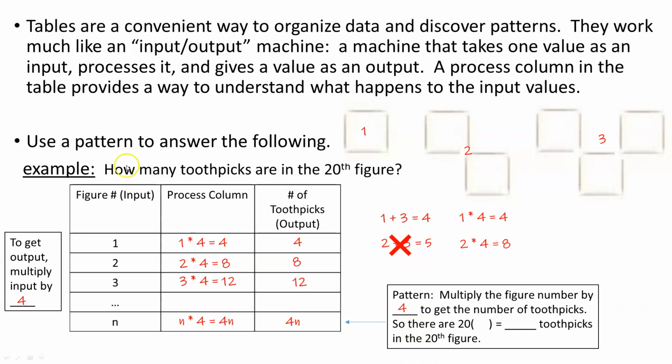So now we're going to work on answering our question. How many toothpicks are in the 20th figure? There are 20 times 4, which is 80 toothpicks in the 20th figure. Process columns are really good because you're frequently going to be asked about the nth term.